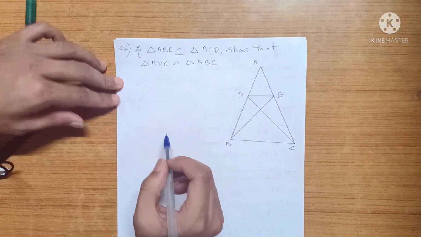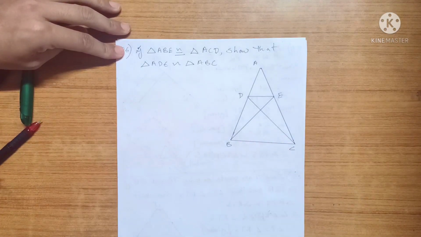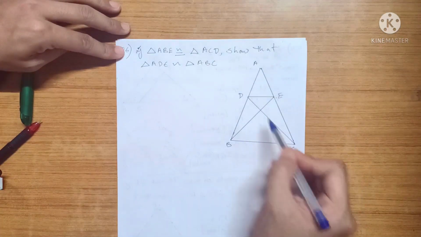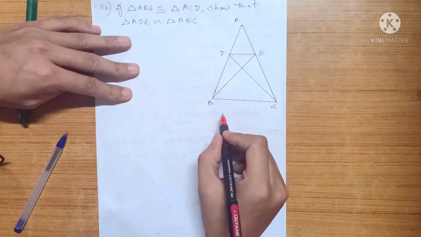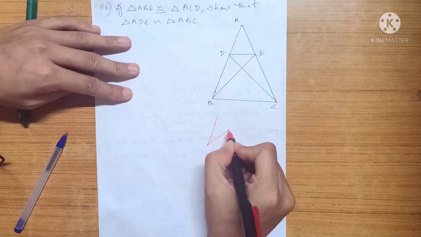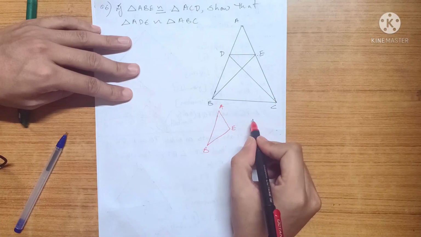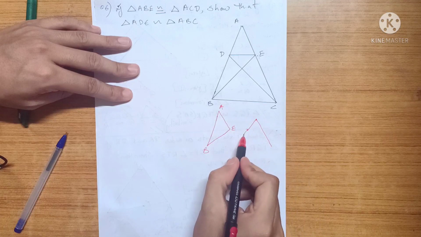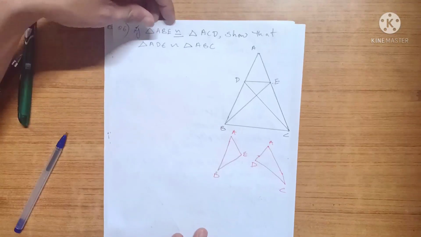We'll do number 6. Let's read the question first. If triangle ABE is congruent to triangle ACD, let's see where is ABE. ABE is congruent to ACD. So let's draw the triangles first according to what they're saying, congruent. Okay, so they are saying ABE is congruent to ACD. Congruent means exactly the same, no? ACD, you have to see by the name.